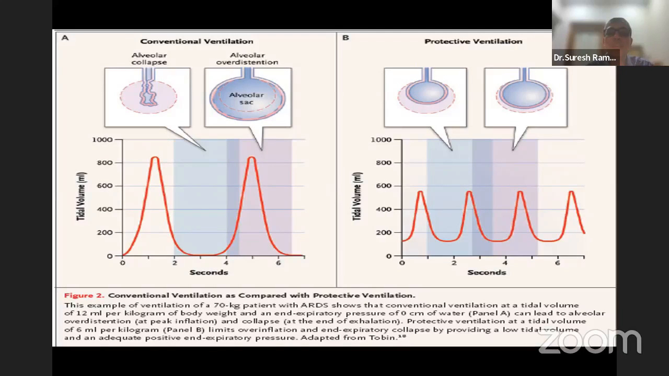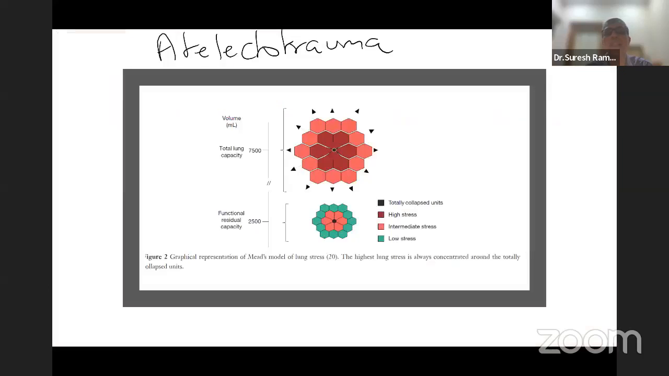And the main protection is obviously that the low tidal volume is going to prevent volutrauma. The repetitive opening and closure is what is going to prevent what is called atelectrauma. And this atelectrauma concept comes from the Mead's model of lung stress.